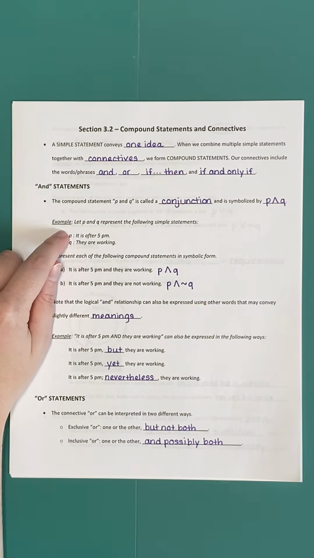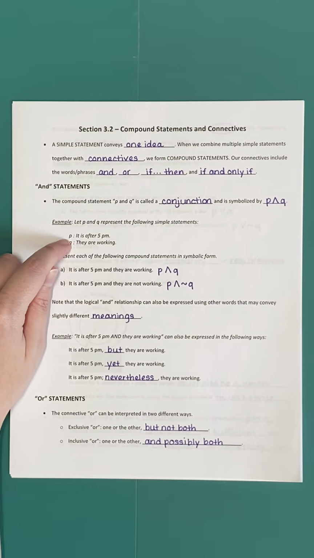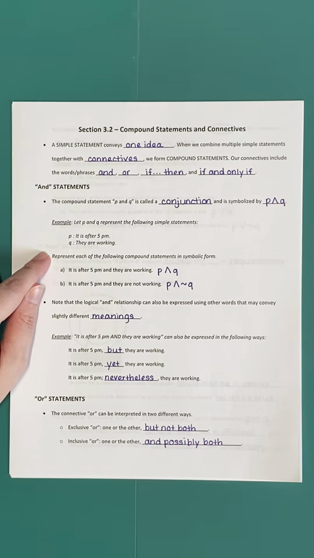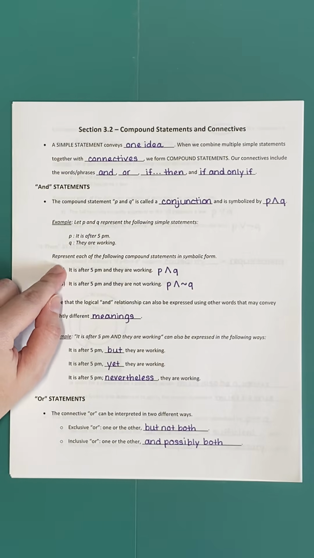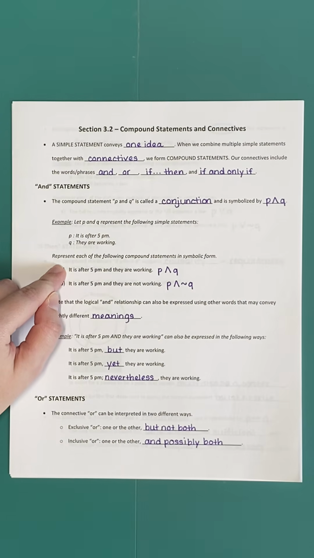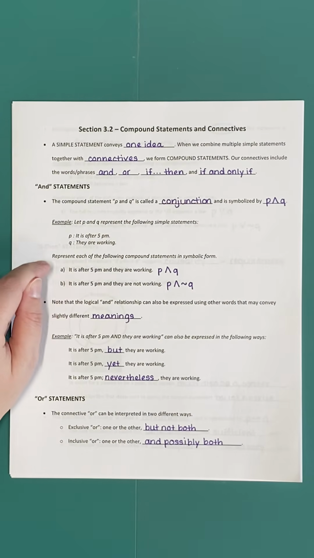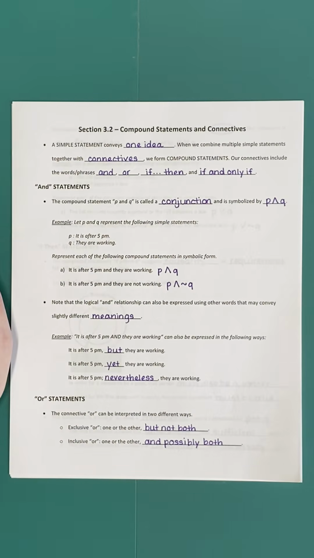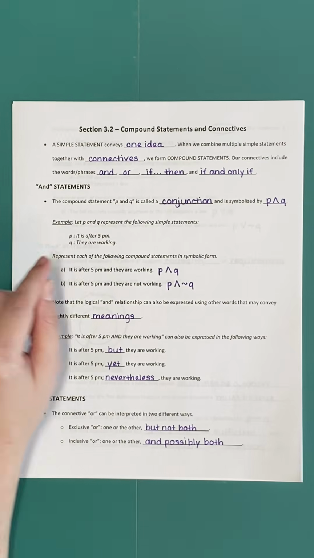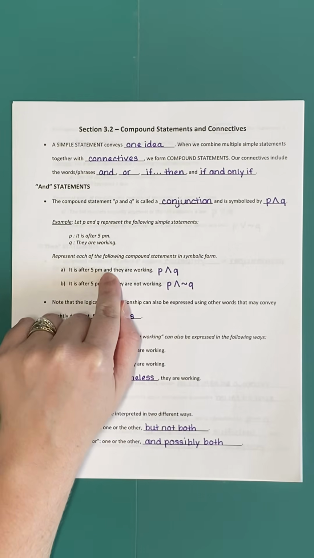So let's look at these 2 simple statements. P, it is after 5 p.m. Q, they are working. We want to represent each of the following statements in symbolic form. It is after 5 p.m. and they are working. So you need to think about all the components of this sentence. What represents a statement? What represents the connective? Start with the connective word though. Here's and, here's our connective.